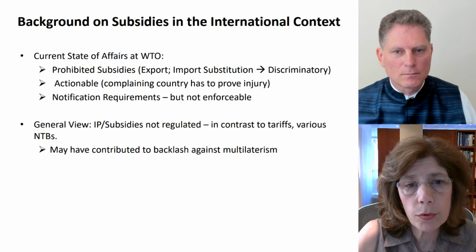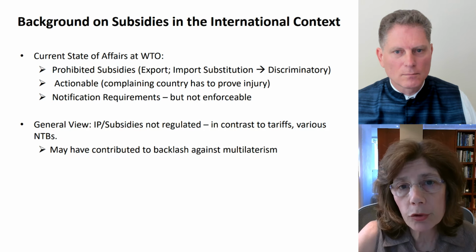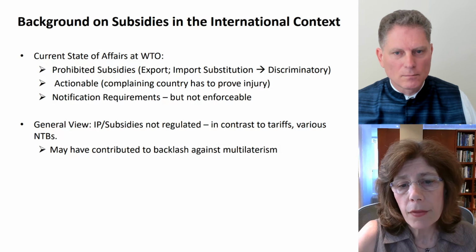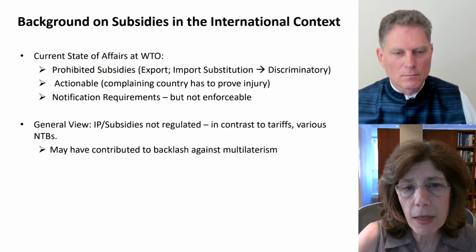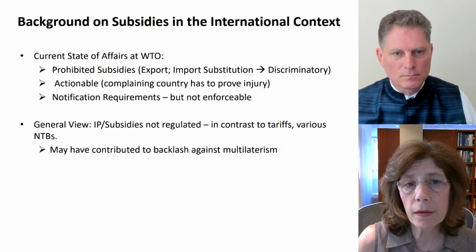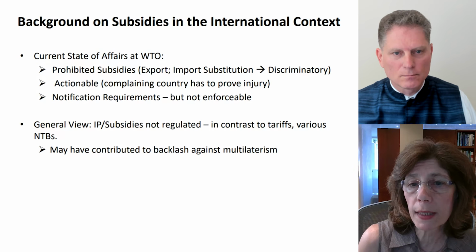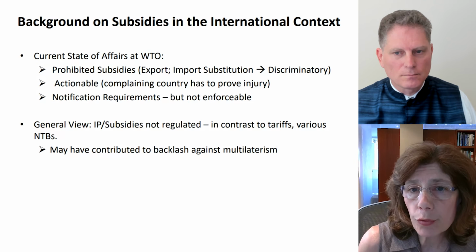These are export or import substitution subsidies that are clearly discriminatory. These are prohibited. And then there is a set that's called actionable subsidies. This can be any subsidies that may impose harm on another country, but then the complaining country has to provide evidence. It has to prove injury.